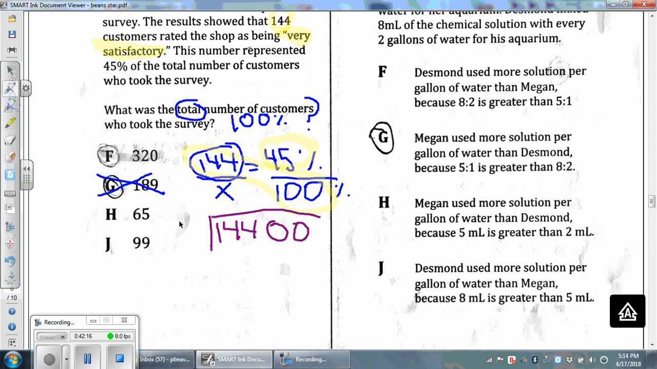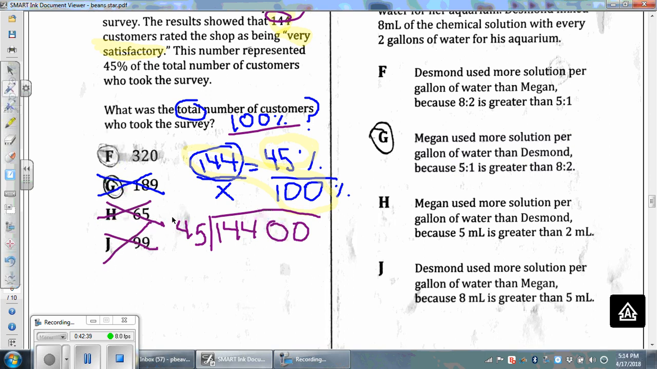And then divide it by 45. Now, if you're running out of time, which I hope not, but if you are and you have to make a quick choice, or if you do your math and you get a number that is smaller, that is also nonsense because we want the total. We want something bigger than 144. So this two could be eliminated right away.